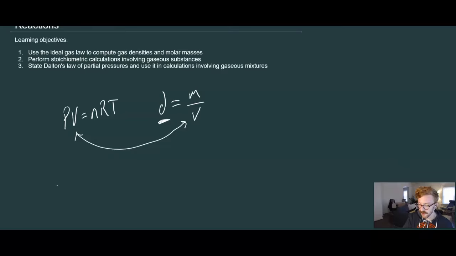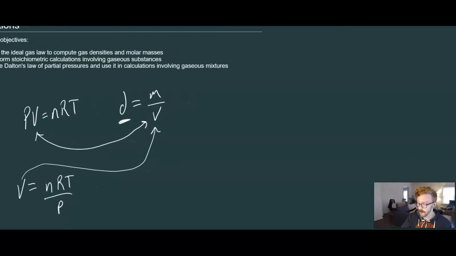So what that means is if we solve the ideal gas law for volume, volume equals nRT over P, we can then substitute that volume in for the volume in density for a gas. And what we end up with is something that looks like this. Density of a gas is equal to the mass of the gas, lowercase m, multiplied by the pressure, divided by the mole amount of the gas, multiplied by the ideal gas constant, multiplied by temperature in Kelvin.